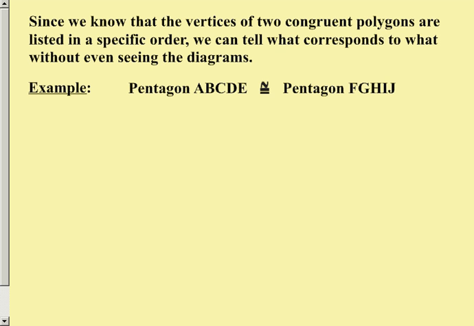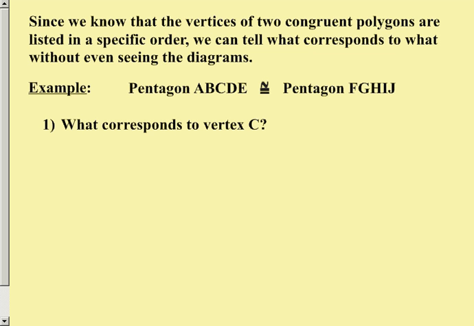Similarly, take an angle in the pentagon on the left, angle ABC. B would be the vertex of that angle because it was listed second. What does it correspond to in pentagon FGHIJ? Well, it would correspond to angle FGH. G would be listed second because that's the vertex. So the angle near vertex B and the angle near vertex G are corresponding and congruent based upon this statement.